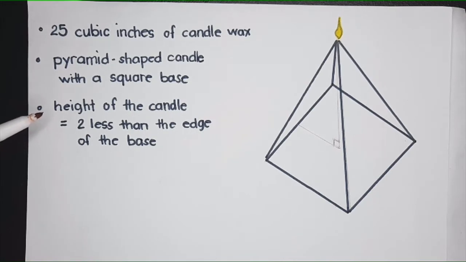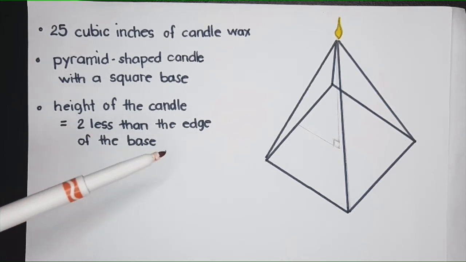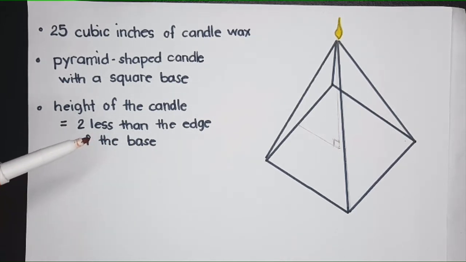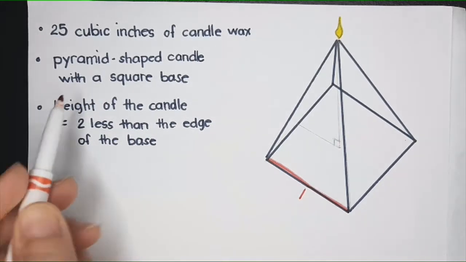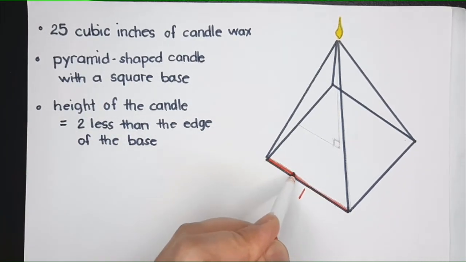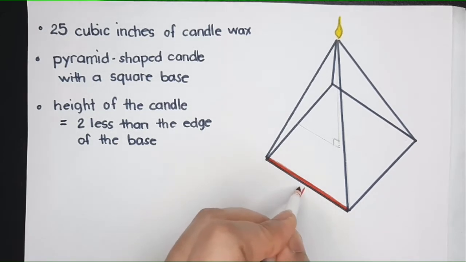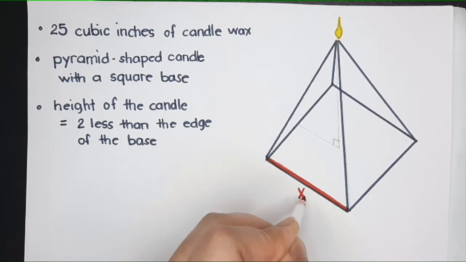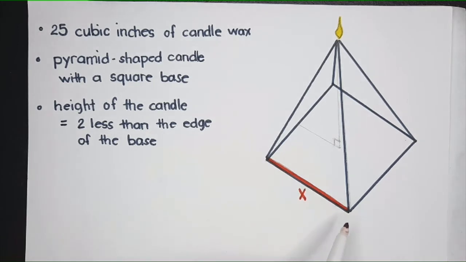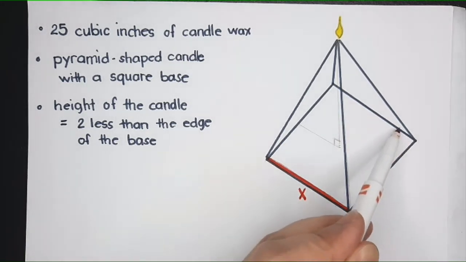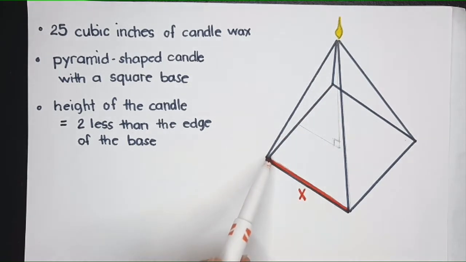The height of the candle is 2 inches less than the edge of the base. What do you mean by this? So, ito yung isang edge ng base. Sabihin natin, x inches ang haba niya. Since you have a square base, lahat ito x. Ito x, ito rin x inches.